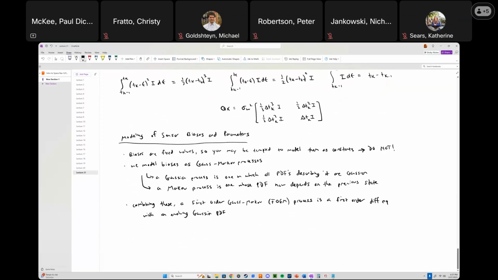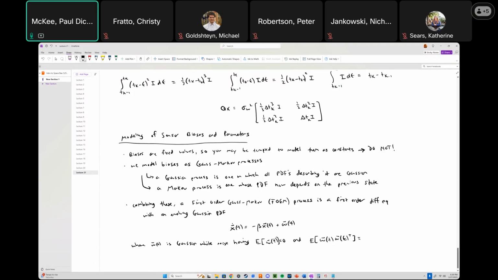So the way we write this is x dot of t is negative beta x of t plus omega of t, where omega of t is Gaussian white noise, having an expected value of omega of t equal to 0, and expected value of omega of t, omega of epsilon transpose is equal to sigma omega squared times the identity matrix times delta of t minus epsilon.